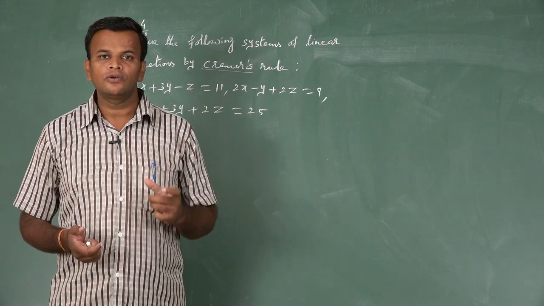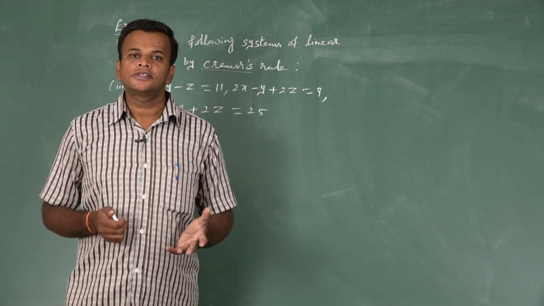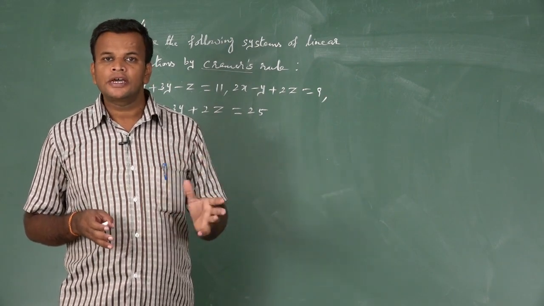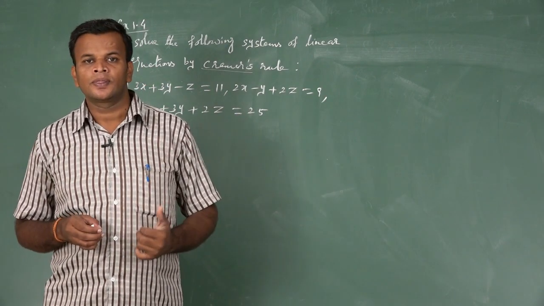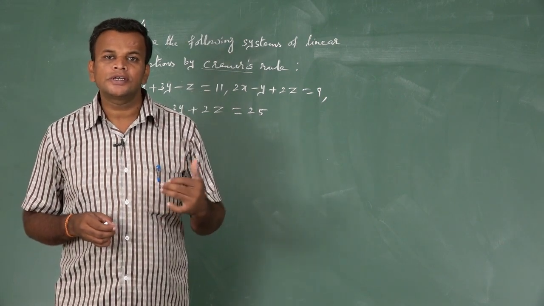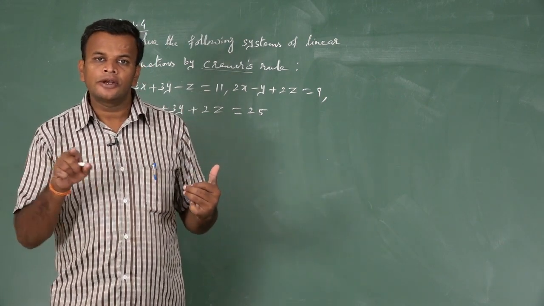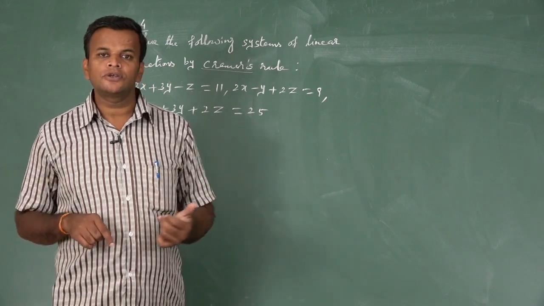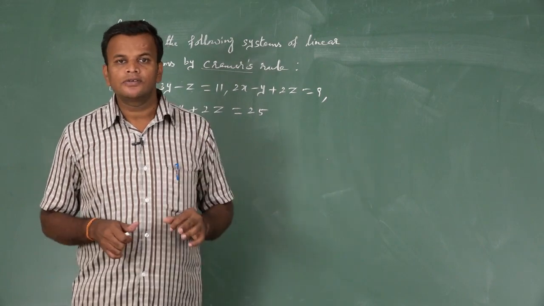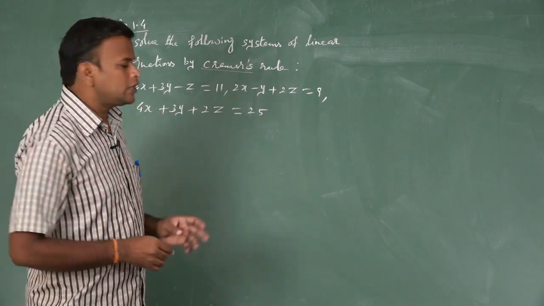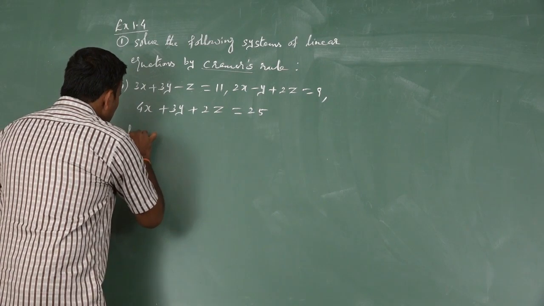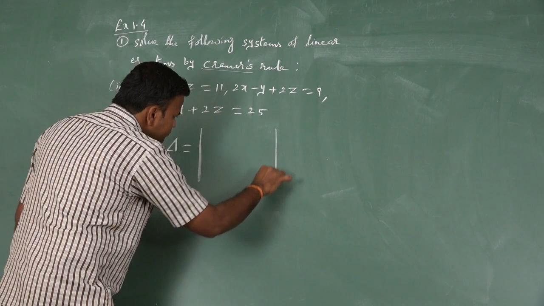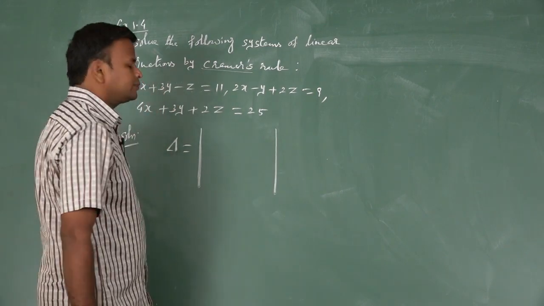You know the working rule for how to find del, where del or delta is nothing but the determinant of the coefficients of x, y, z in the given three equations. The first row is the coefficients of x, y, z in the first equation. Second row, coefficients of x, y, z in the second equation. And the third row is the coefficients of x, y, z in the third equation. So the first step is to find the value of del, or delta.